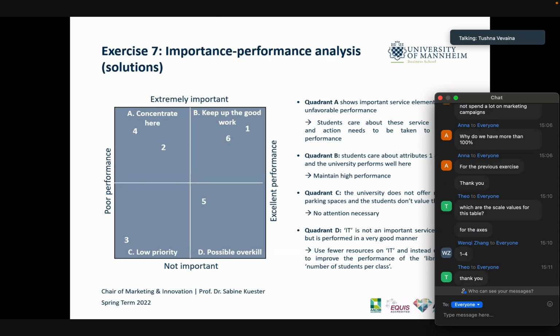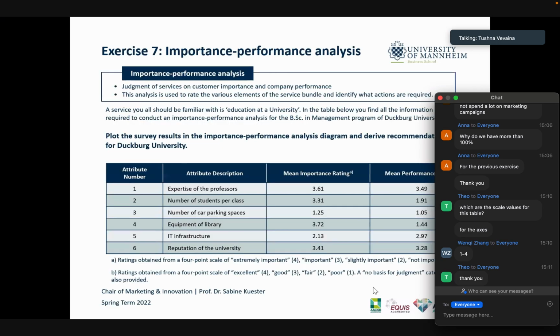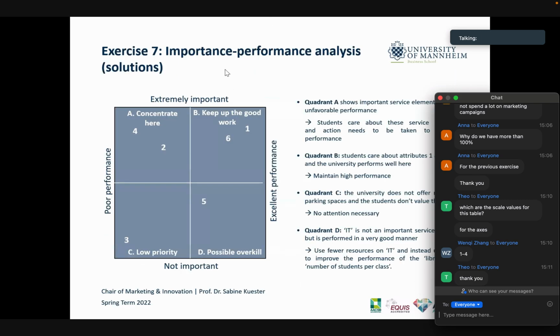I see questions. Which are the scale values for this table? So it's 1 to 4 here: extremely important, important, slightly important, not important. With 4 being highest and 1 being lowest in the case of importance, and in the case of performance as well, 4 being highest and 1 being poor. Yes, let's see, many more questions. Yeah, someone answered it, 1 to 4.